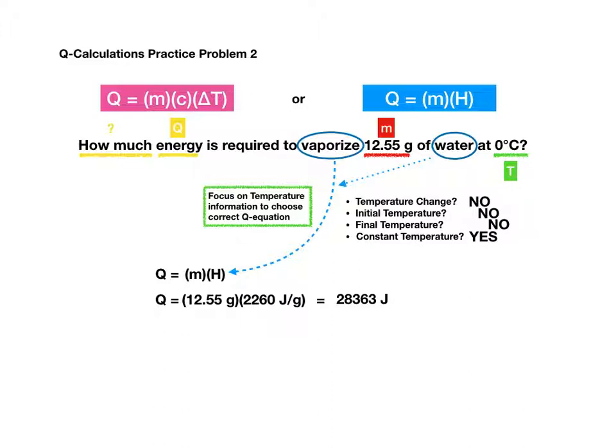That's a lot of digits. I can't keep them all. Since mass is the only measurement used in the calculation, with 4 sig figs, I can only keep 4 sig figs from the calculator answer. So I keep the 2836, and then I place a 0 in to maintain value. So the final answer is 28,360 joules.